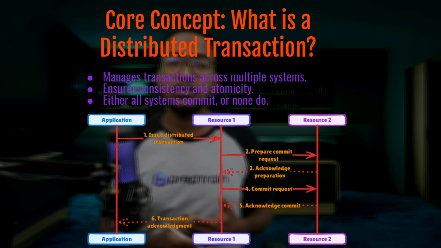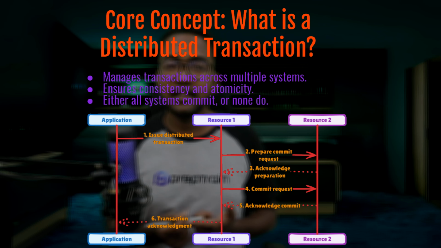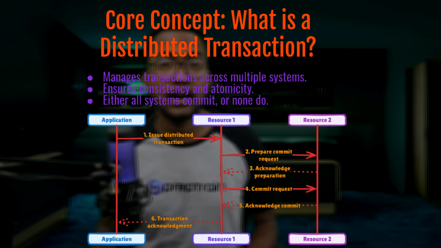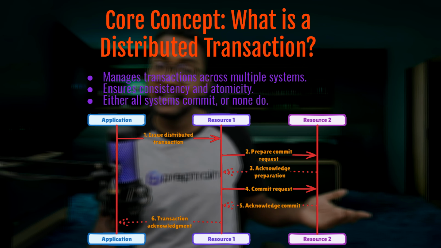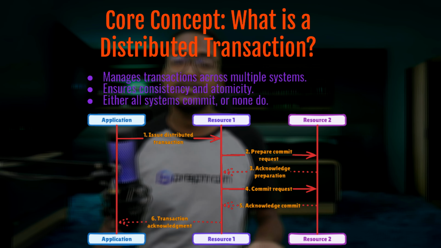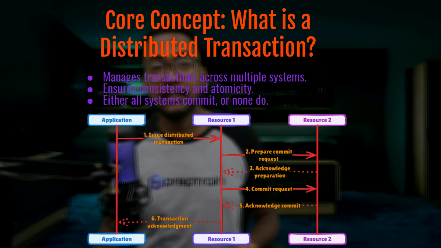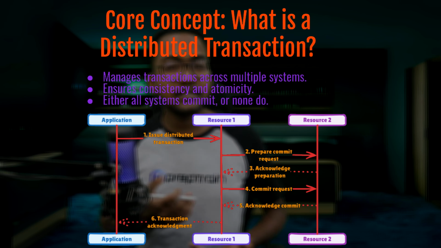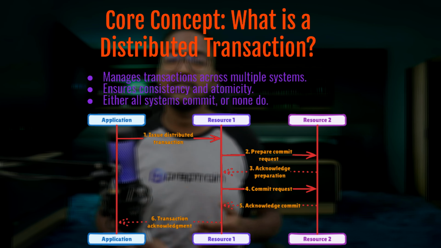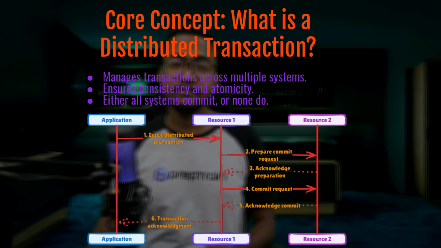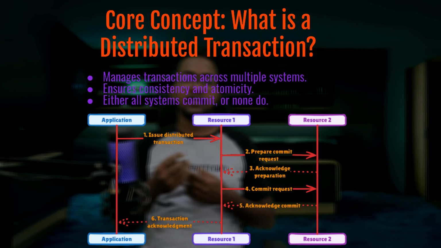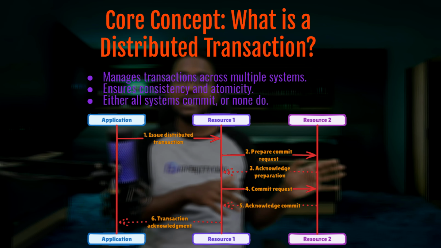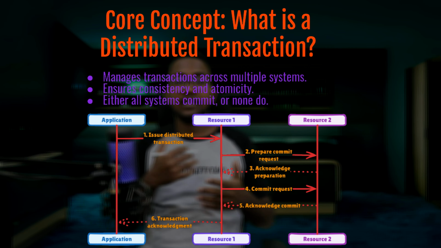Let's break this down quickly. So atomicity is basically all or nothing. Either the transaction succeeds or none of it does. Consistency means the system remains in a valid state before and after the transaction. Isolation is that transactions don't interfere with each other, and durability is that once a transaction is complete, it's permanent even in case of system failure.